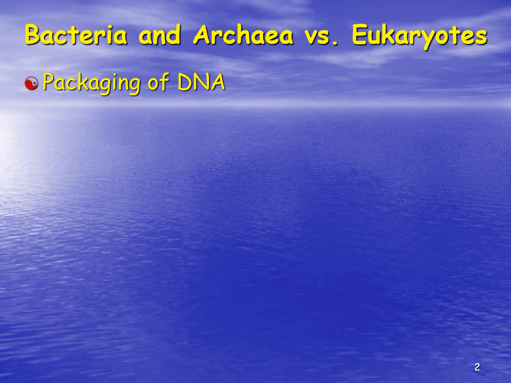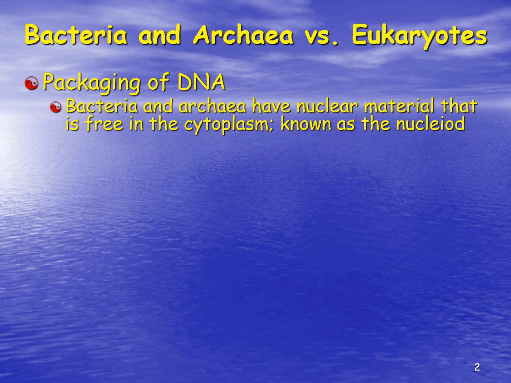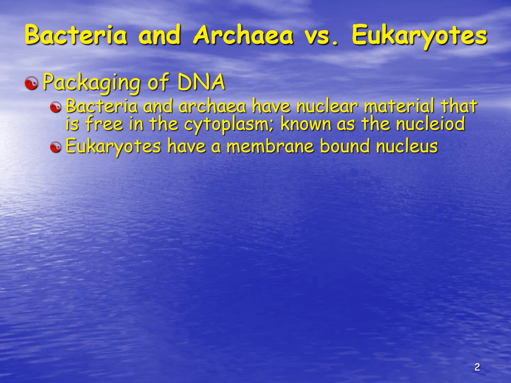Bacteria and archaea both are prokaryotic cells, and one of the big differences between those and eukaryotic cells is how the DNA is packaged within these prokaryotic cells. Bacteria and archaea have nuclear material. They both contain DNA. However, the DNA is free within the cytoplasm. It typically tends to conglomerate towards the center of the cell, and this area is known then as the nucleoid. While eukaryotes have that membrane-bound nucleus that surrounds the DNA of the cell.